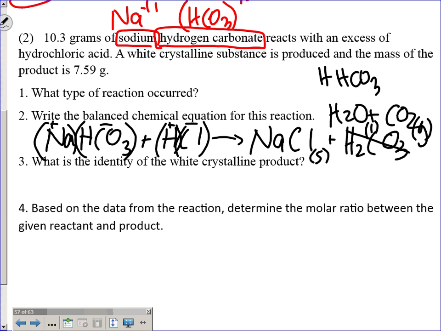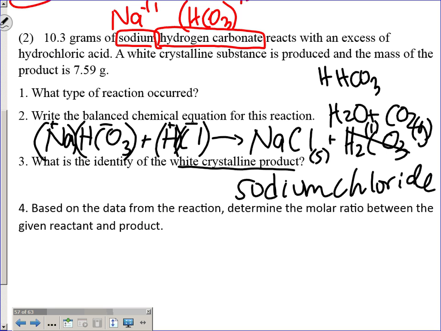So it does form a solid white crystalline product because you had to identify which one of them it would be. Definitely not these 2, so by default it has to be that one. So good point, Nick. I didn't tell you the whole story. There's some dehydration going on here. All right, so what's the identity of that? Sodium chloride. Give you a little nomenclature review, and then based on the data, determine the molar ratio between the given reactant and the product.